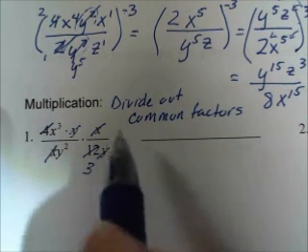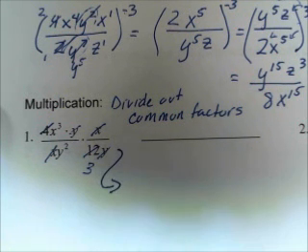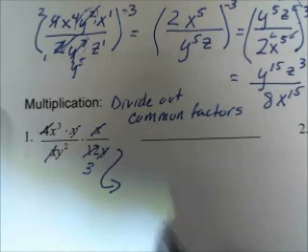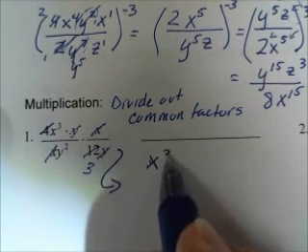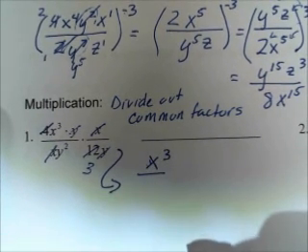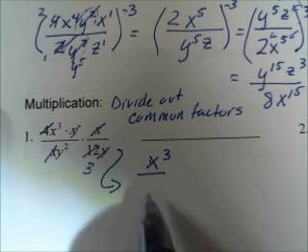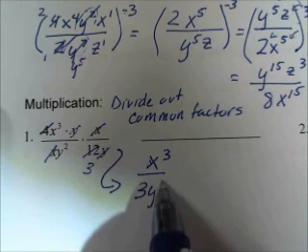So it looks like I'm left with x to the third over y squared times 3, which I'll write as 3y squared.